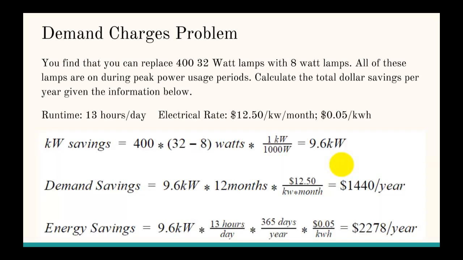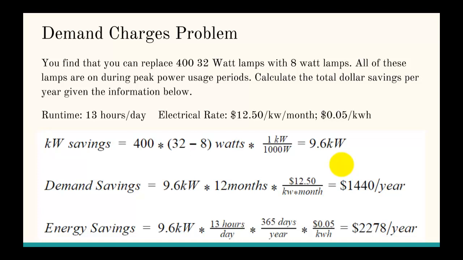So in this problem, you find that you can replace 432 watt lamps with 8 watt lamps. All of these lamps are on during peak power usage periods. Calculate the total dollar savings per year given the information below. So these lamps are running 13 hours a day, and the electrical rate is as follows. So the peak rate is $12.50 per kilowatt per month, and the usage rate, or the energy rate, is about 5 cents per kilowatt hour.